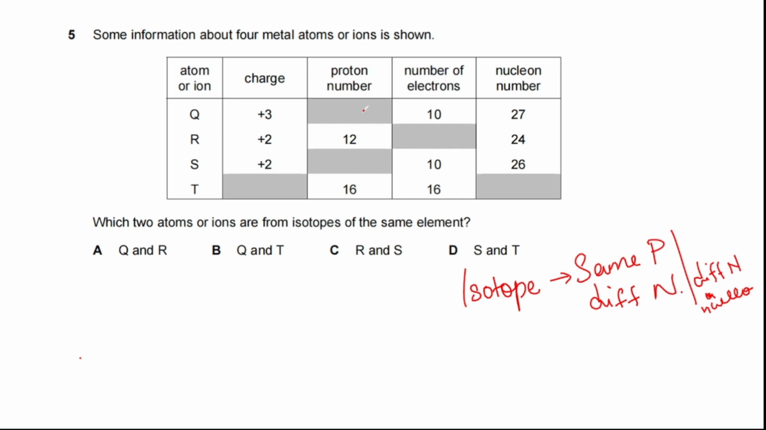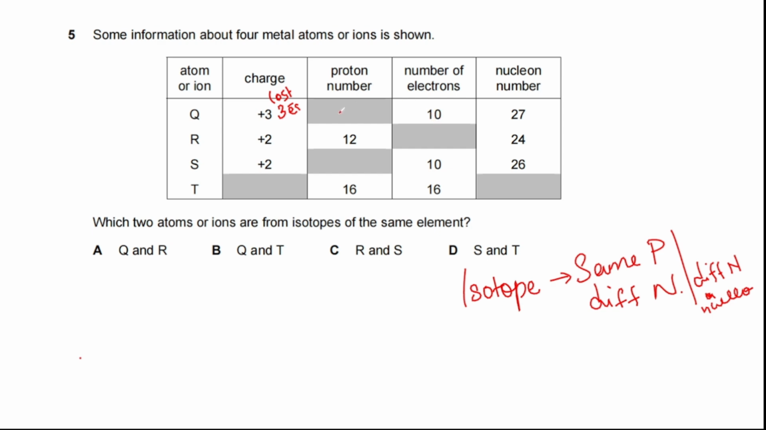So let's have a look at the first one. The atom is Q, the charge is +3, so it will be a positive charge. So from the previous question you might know it has lost 3 electrons. It has lost 3 electrons. So after losing the 3 electrons, it becomes 10 electrons, right?